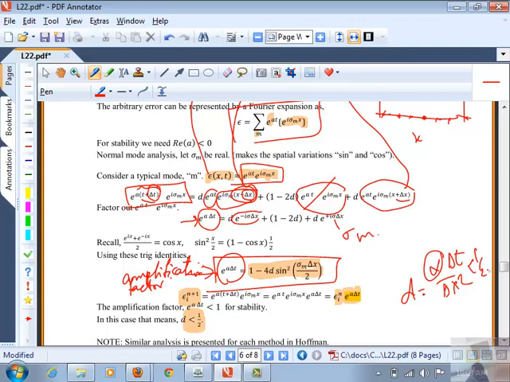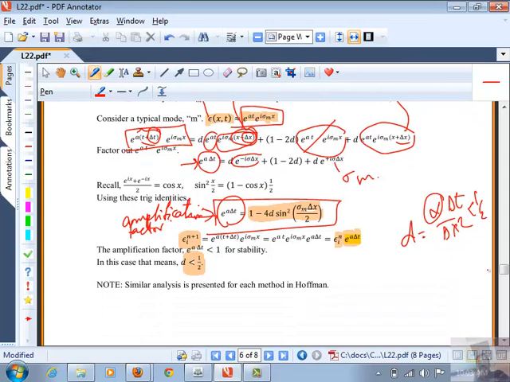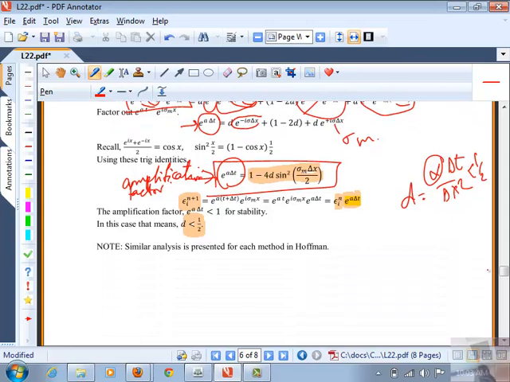Yeah, it's difficult for me also. Now you have inequalities that you need to solve. So the inequality that you really need to solve is set this as less than 1 and then solve for d. And this kind of a growth factor is developed for every one of the methods that we have seen and more in Hoffman. But that's the basic idea of one-dimensional stability analysis.